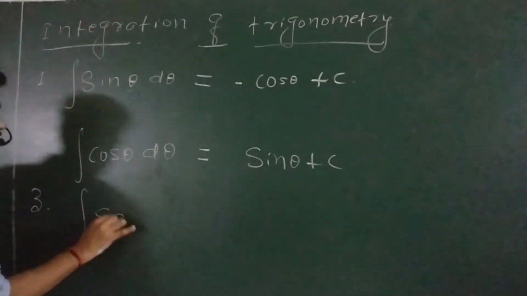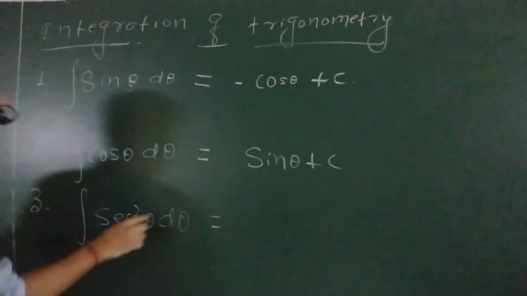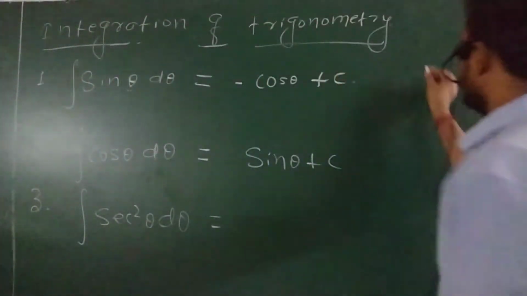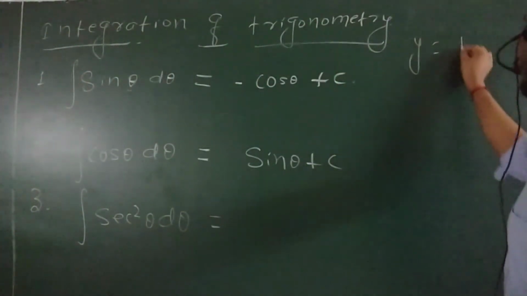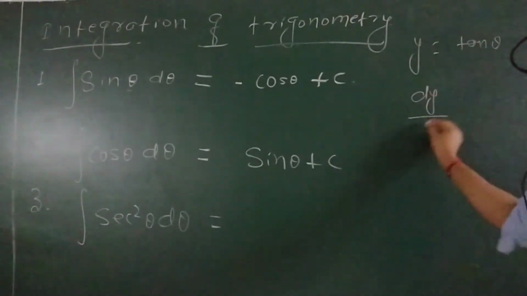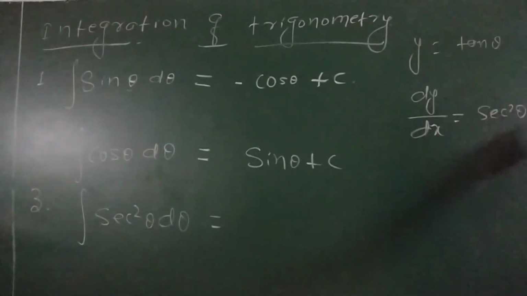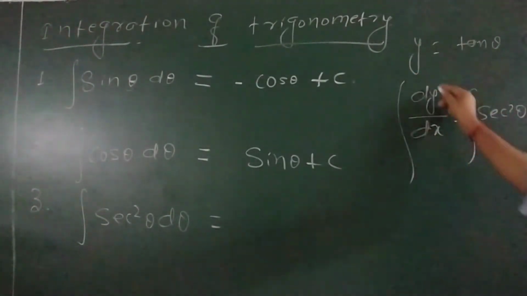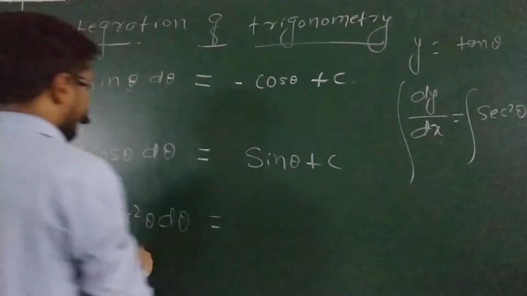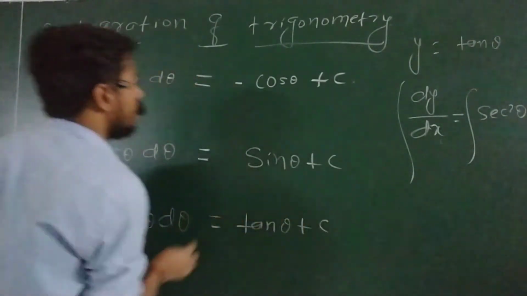Third function you can see, integration of sec square theta d theta. So you try to remember. Suppose that I assume here y is equal to tan theta. So what is its differentiation? Its differentiation will be sec square theta. It means its integration will be tan theta. So sec square theta, its integration becomes tan theta plus c.